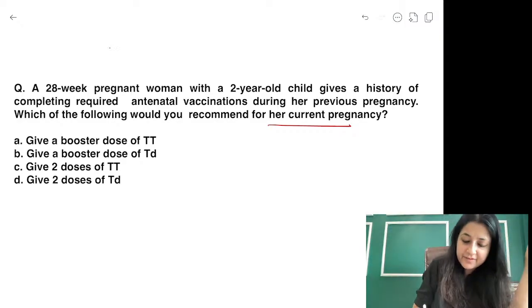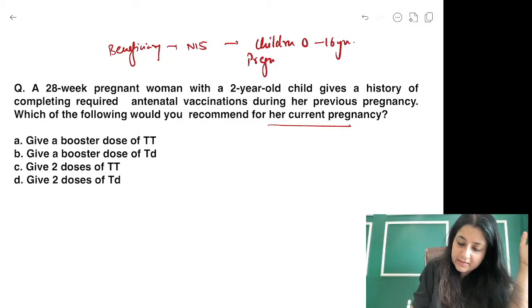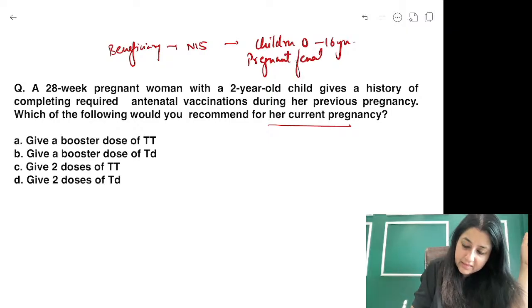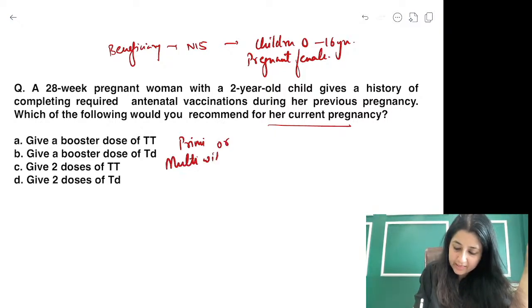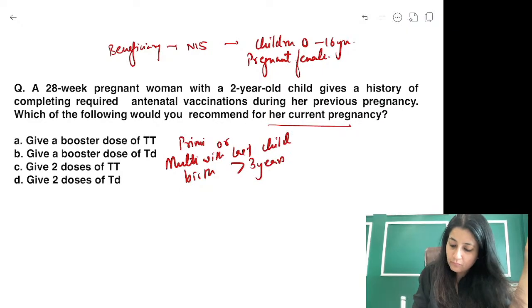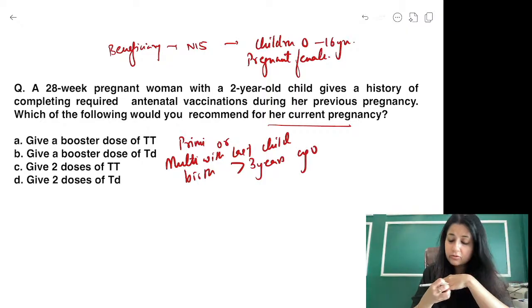Who are the beneficiaries of NIS? So NIS beneficiaries are children 0 to 16 years, not 18 years, 0 to 16 years, and pregnant females. So I will say if the woman is a primi, pregnant for the first time, or she is a multi with last childbirth more than 3 years ago, don't say 5, it is 3, the cutoff is 3. Okay, so what are we going to do?